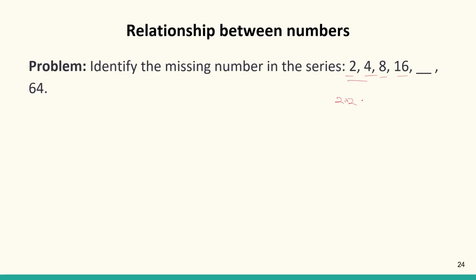So 2 plus 2 is equal to 4, and 2 into 2 is equal to 4. 2 power 2 is equal to 4. Then we need to check for the next two. 4 plus 4 is equal to 8, and 4 into 2 is also equal to 8. Only these two are valid. Since 4 power 2 is not equal to 8, this can be eliminated. So the pattern doesn't continue like this. So between these, only one pattern will continue.